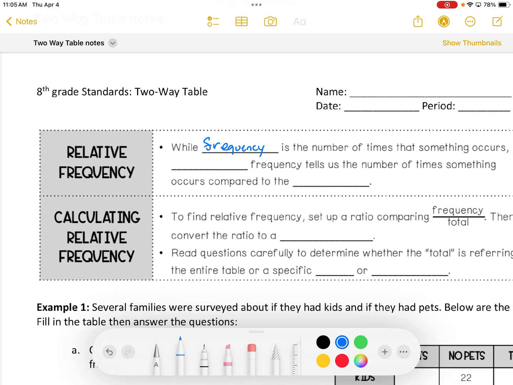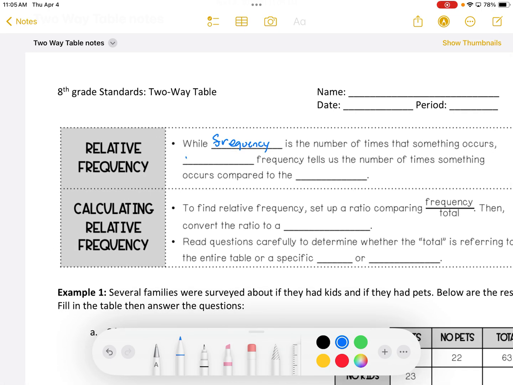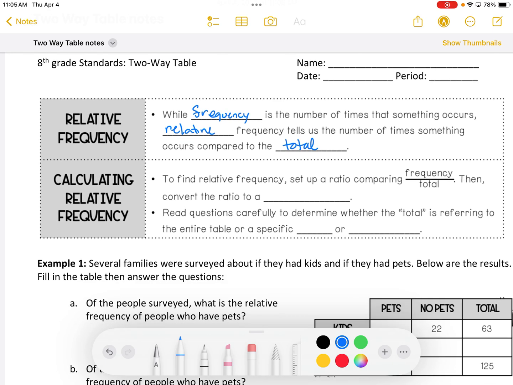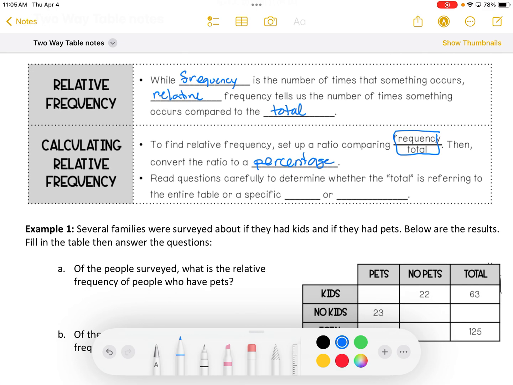is the number of times that something occurs, relative frequency tells us the number of times something occurs compared to the total. To find relative frequency, we're going to set up a ratio comparing frequency to total, and then we're going to convert the ratio to a percentage. Read questions carefully to determine whether the total is referring to the entire table or a specific row or column.